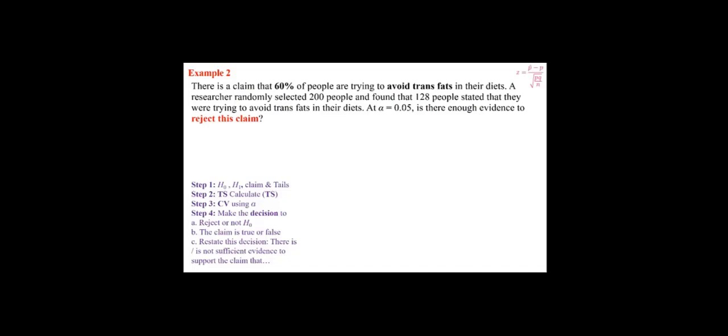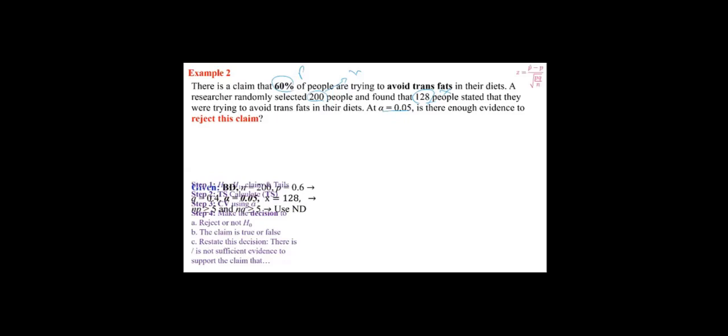So first and foremost, understand what is given. There's a 60% claim, so that means our p. That means 200 is our n. 128 people stated that they were trying to avoid trans fats. That is x. And of course, alpha is given symbolically. So you are either trying to avoid it or not. That's a binomial distribution and independency and all of the above.